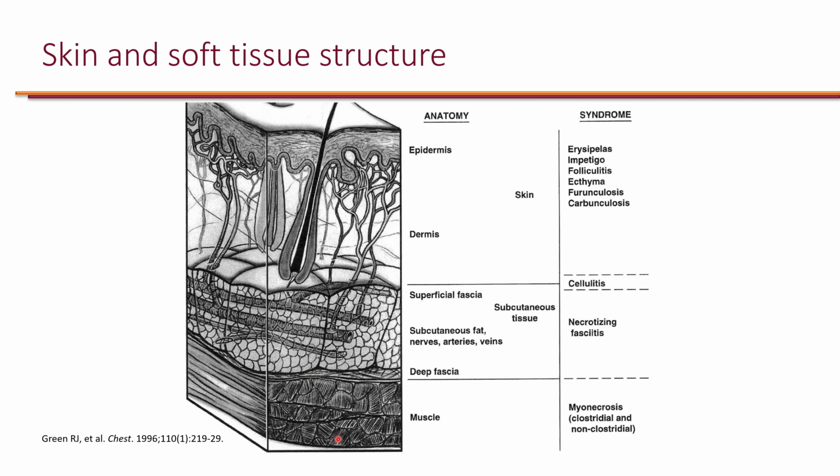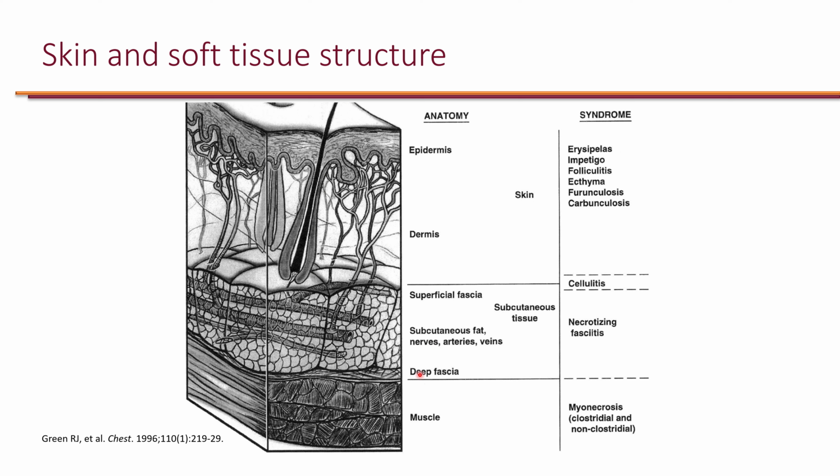It's important to consider the anatomy of skin and soft tissue structure when discussing skin and soft tissue infection. So you can essentially think of the layers here. At the very top, we have skin. Under the skin is the subcutaneous tissue, and then under that there is muscle. Now within skin, we can think of epidermis and dermis. Epi means above, so epidermis is above dermis. And then in the subcutaneous tissue, we have superficial fascia. And then under it, we have subcutaneous fat, nerves, and arteries and veins.